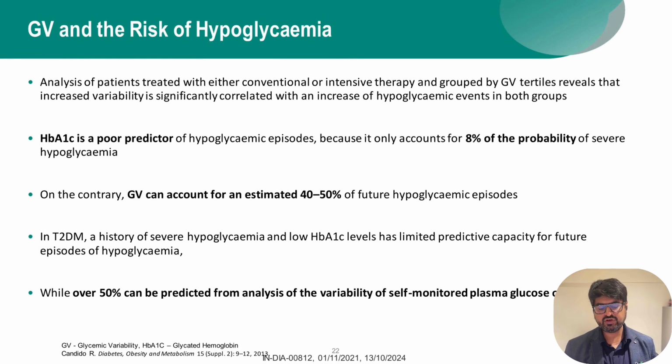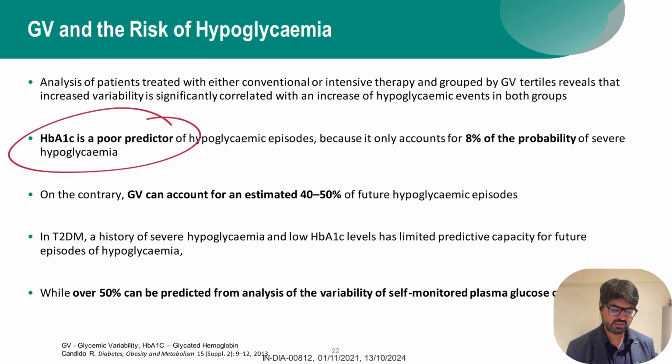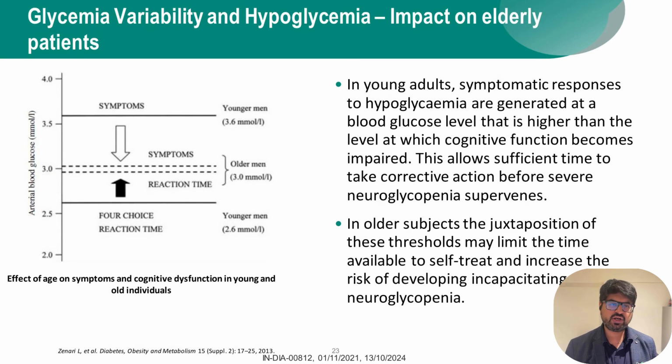When you talk about variability, always remember that there is also more hypoglycemia. So remember, HbA1c is a poor predictor of hypoglycemia. A better predictor of hypoglycemia is any measure of glycemic variability, right? So if you can measure glycemic variability, we will see how we can do that, you are in a better position to estimate the risk of developing hypoglycemia. What about elderly patients?